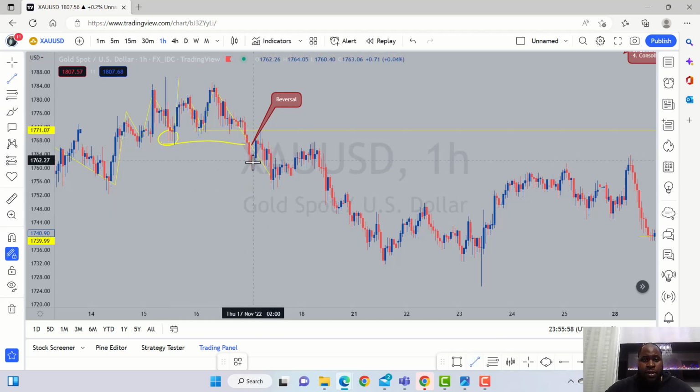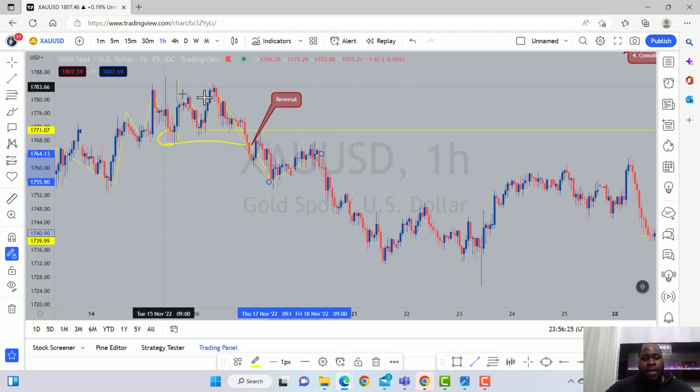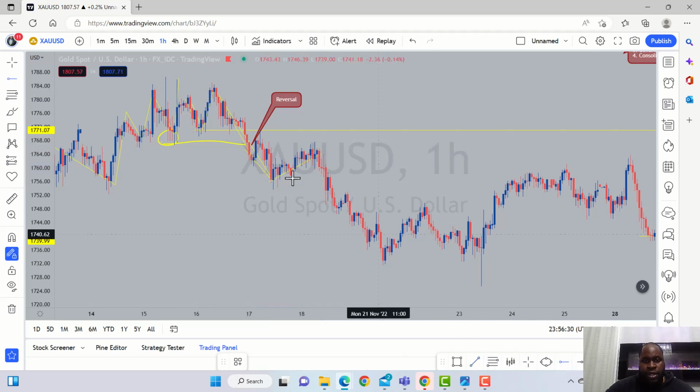So over here, we had the impulsive move downwards. That's how you should be looking at it. This whole move was an impulsive move downwards. Then we had a corrective move upwards. And now that we're on the seller side, we're looking for corrections to form lower highs. So it formed a lower high, because this high is lower than this high over here.